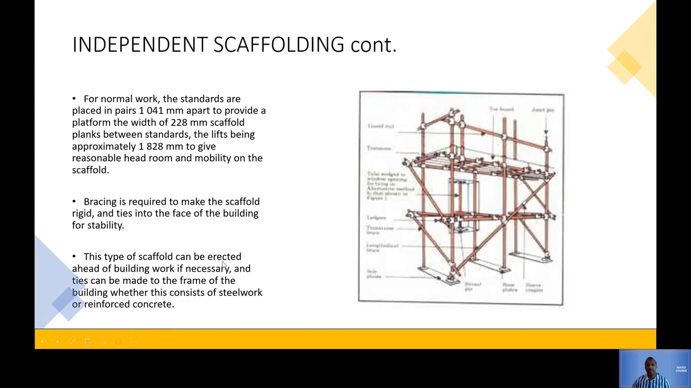So this type of scaffold can be erected ahead of building work if necessary. So that's the difference between the independent scaffold and the putlog. You see, the putlog requires the building to be already there, the walls to be already there. But an independent one is independent of all of that, so it doesn't really need the walls. In fact, you use the independent ones to construct the wall if you're going to have a wall that has a huge height.